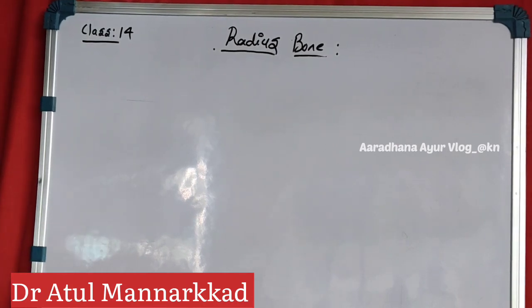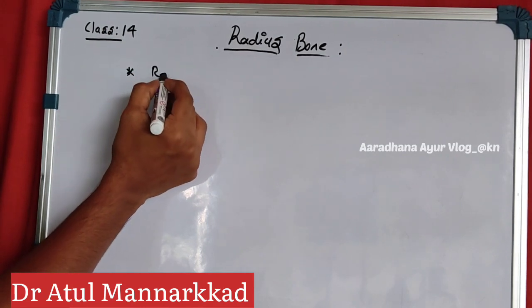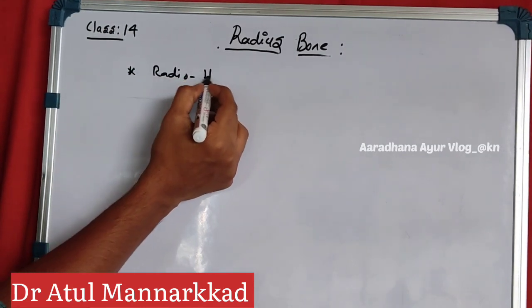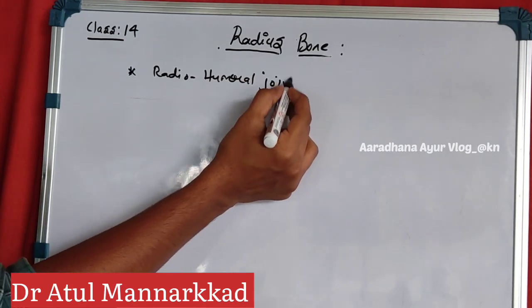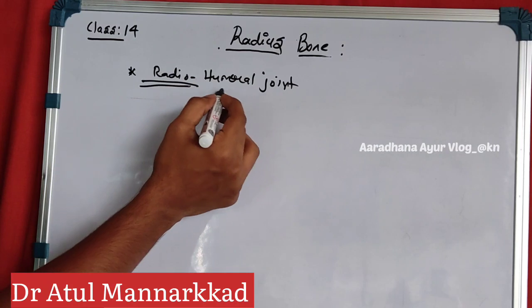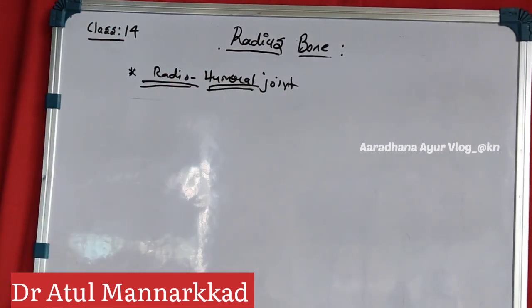And it is forming a radiohumeral joint. Radio is for the radius bone, humeral is for the humerus bone. Together it makes the radiohumeral joint.